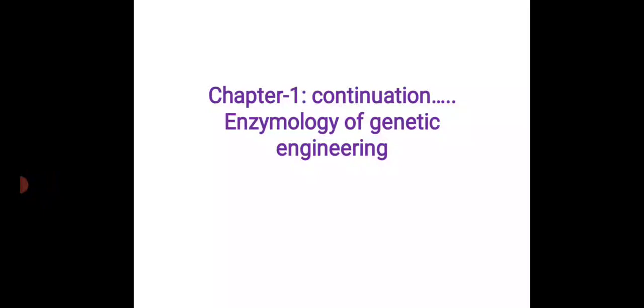Okay, so let me share about the enzymology of genetic engineering: the enzymes used in genetic engineering and their importance. In the last class we discussed the introduction of biotechnology and genetic engineering in detail. Now in this slide, I am going to explain the enzymes of genetic engineering.